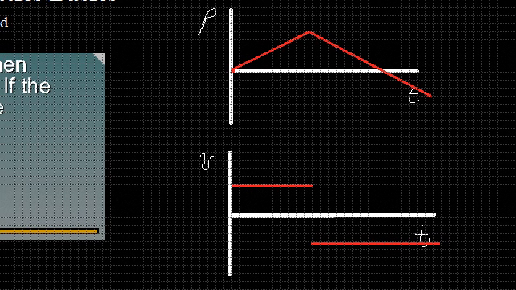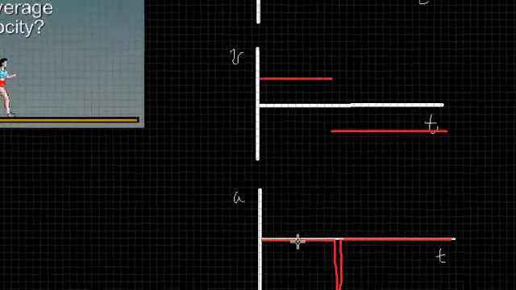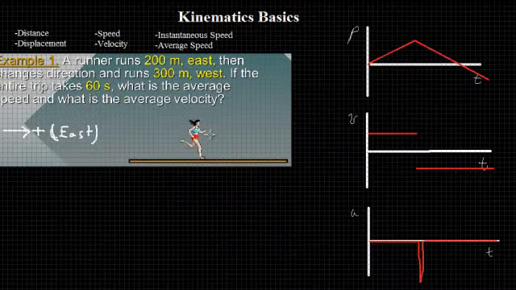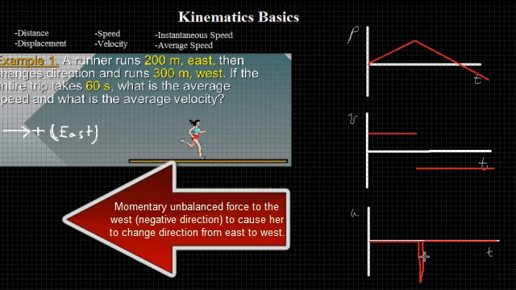All right, and then finally down here, for those of you that want to consider the acceleration, she's really not changing her speed the whole time, except for very briefly right here there's a spike in the negative direction. If you think about what it takes for her to change from the east to the west. If you come over here, she's running to the east, and all of a sudden, boom, she's heading to the west. That's going to take a push in the negative direction, and therefore a spike in acceleration in the negative direction.